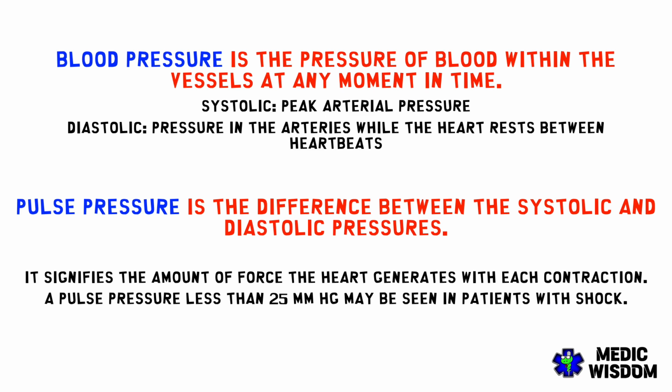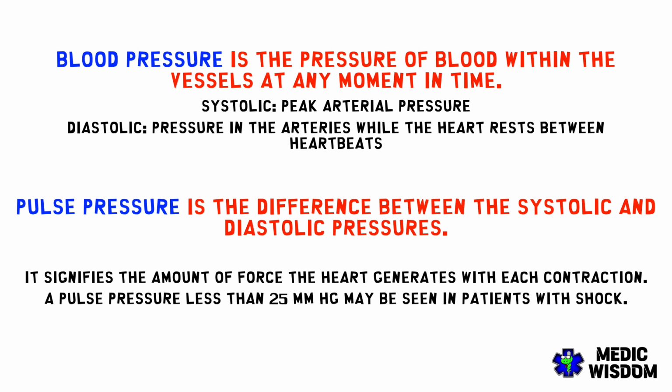Now, pulse pressure is the difference between the systolic and the diastolic. So in that blood pressure that I just said, 120 over 80, 120 minus 80 is 40. So the pulse pressure is 40. Here's another example. If my blood pressure is 140 over 100, again, my pulse pressure would be 40. If my blood pressure is 130 over 110, then my pulse pressure is only 20, because I have a 130 systolic and a 110 diastolic.